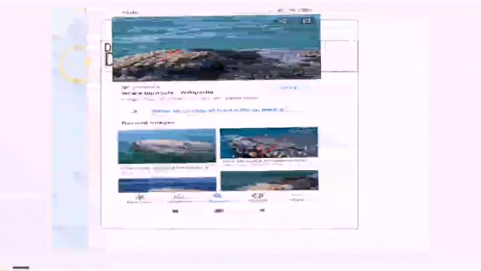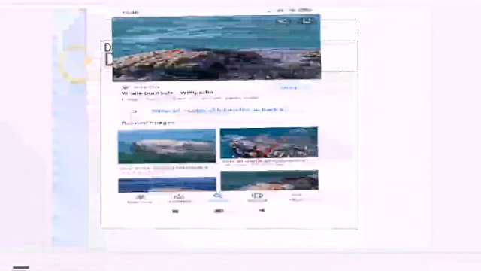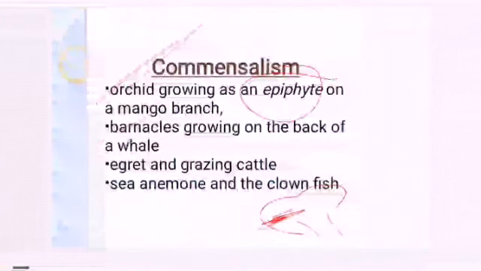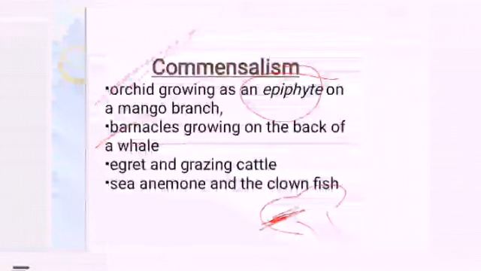But when you look at the whale, whether it is benefited or harmed, no, it is neither benefited nor harmed. So that is an example for what? Commensalism. So commensalism: barnacles growing on the back of a whale, the barnacles are benefited because they get locomoted to different locations. There they can go and fetch food and all.